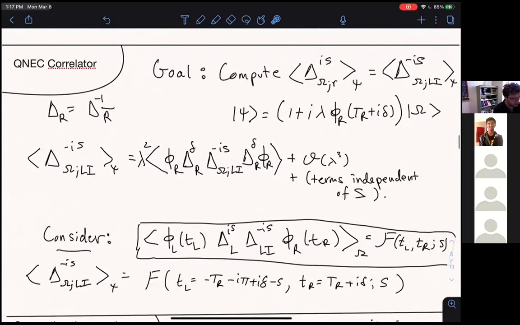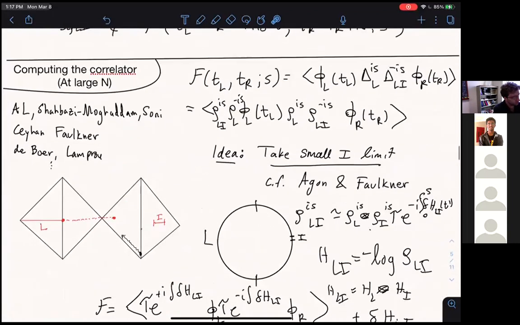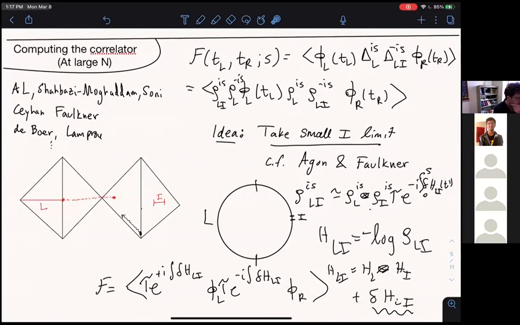All right, so we're trying to compute this correlation function. How do we compute it? Well, as I said, in the general limit, this is not computable, except in very special theories like free fermion theories. It's exactly computable there, but other than that, it's not. So we're going to take the small I limit to make it more tractable. This is an idea that has been explored before by Eguchi and Faulkner and also others.